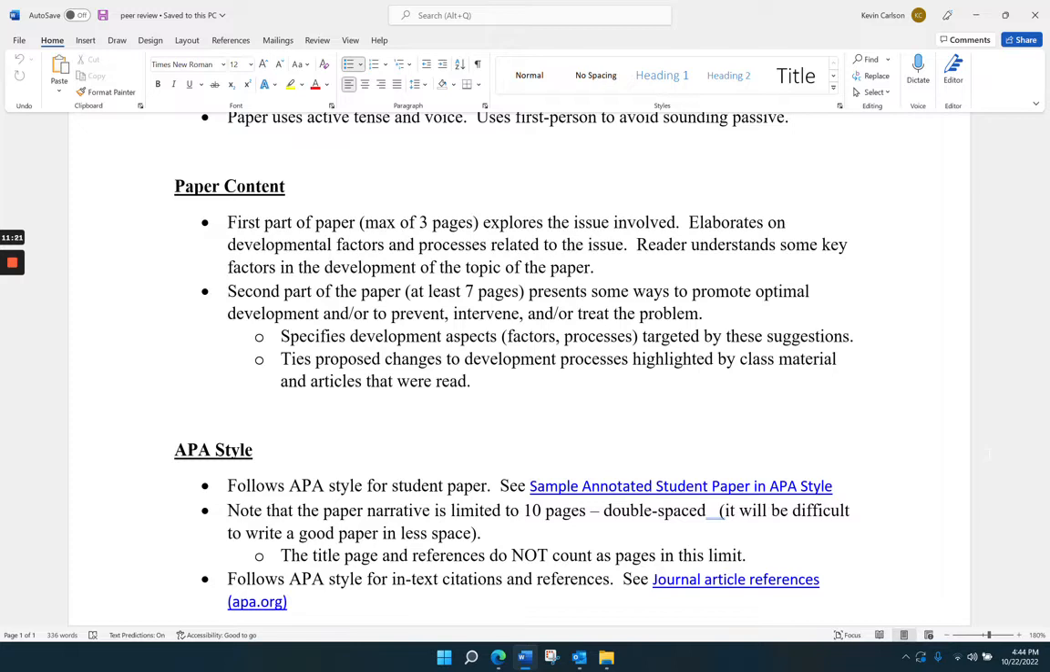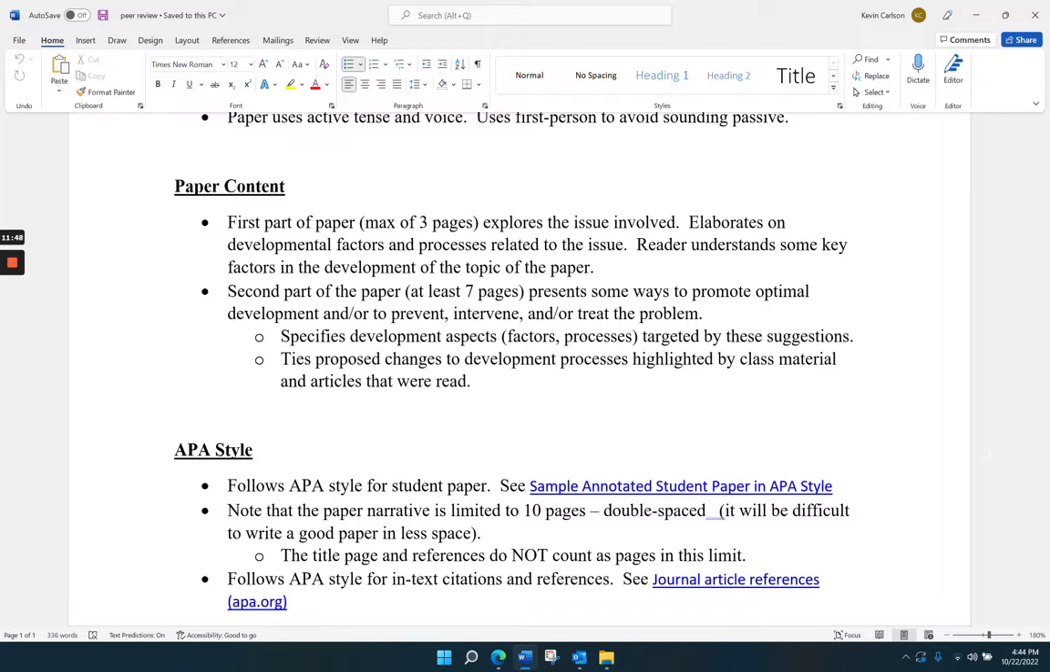The second part of the paper, which is at least 7 pages, is, well, we know the problem or we know the issue. It's not necessarily a problem. It could be things like homeschooling, which aren't problems, but we still want to optimally develop kids in homeschooling. So we now understand it in the first part of the paper. So understanding that thing, in the second part of the paper, what do you propose? What do you propose to help people optimally develop?